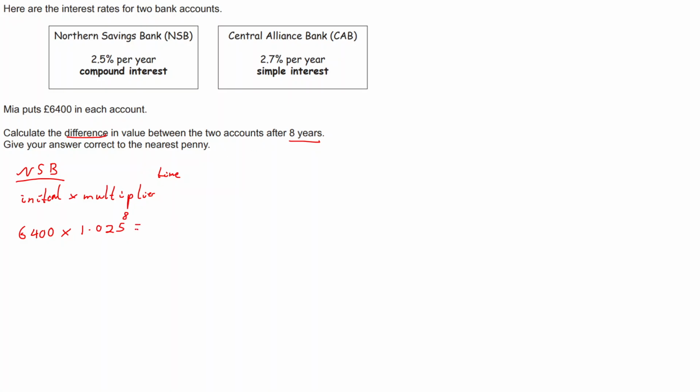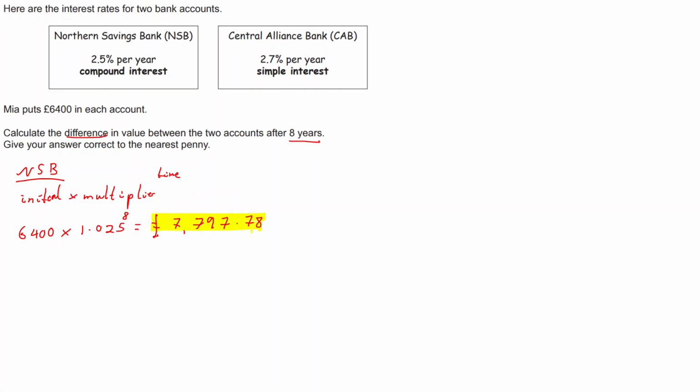And let's go and see what that is equal to. So type in our calculator and you should get a value of 7,797.78. I'm going to use a couple of decimal places here because money should really go to the nearest pence. So that's 78p, rounded upwards, which is fine. So that's my first value for NSB. Hopefully straightforward, if we've been looking at the videos on compound interest.